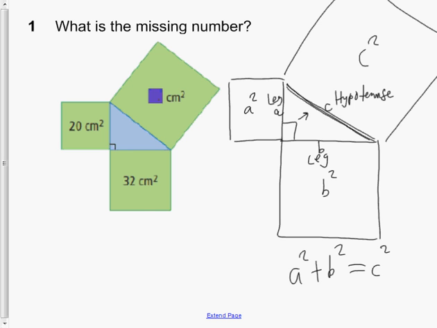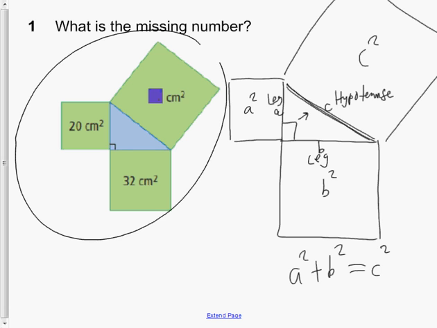So in this particular drawing here, it tells us that this is a 90-degree angle, so we have right triangles. It tells us that the area of this square is 20 square centimeters, and that this one is 32 square centimeters. So therefore, since it is a right triangle and the Pythagorean relationship is about right triangles, this one must have an area of 52 centimeters squared. Pretty simple.